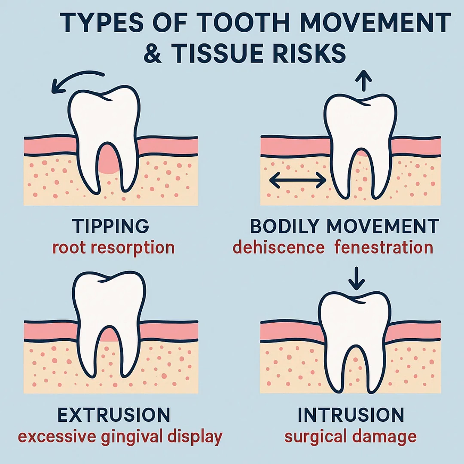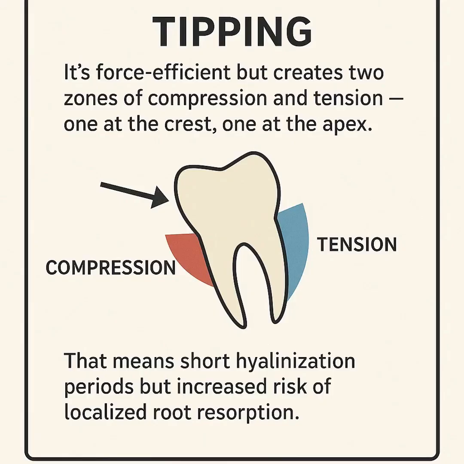Types of tooth movements and tissue risks. Let's examine each type of movement. Tipping is the simplest. It's force efficient but creates 2 zones of compression and tension, one at the crest, one at the apex. That means short hyalinization periods but increased risk of localized root resorption.